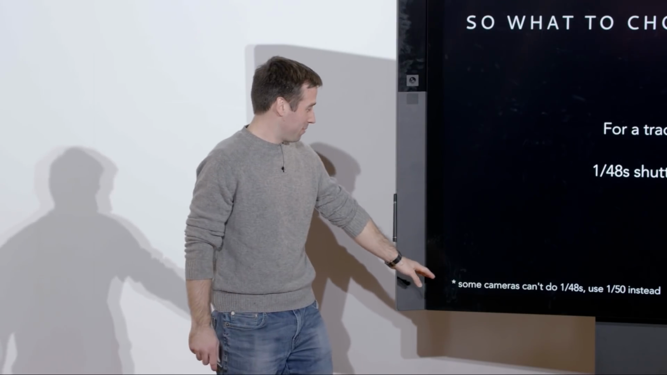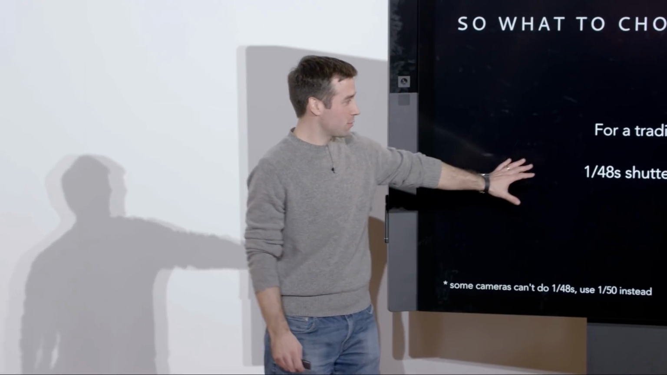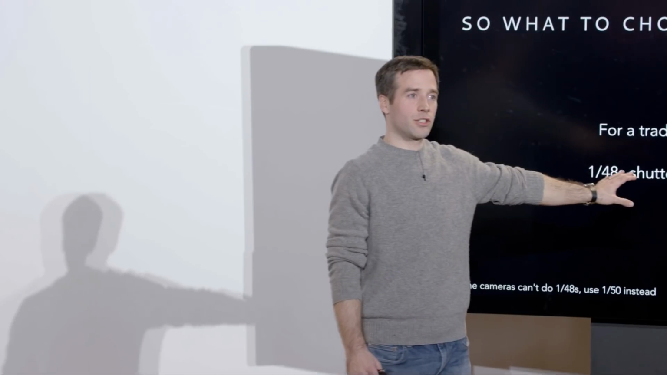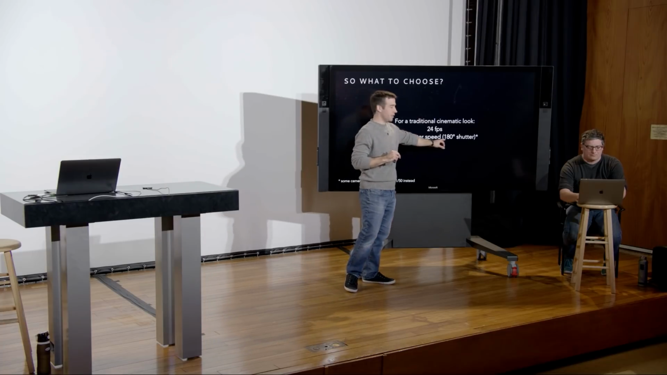And so I mentioned this already, but some cameras can't actually do 1/48, so use 1/50 instead. And this is really a guide if you're coming into this class and you have not touched video before and you're not sure what to set your camera to. If you want to have a traditional cinematic look, set your camera to 24 frames per second. Sometimes that is abbreviated as 23.98. That is, for all intents and purposes, the same thing, with a shutter speed of 1/48, which is our 180-degree shutter angle.